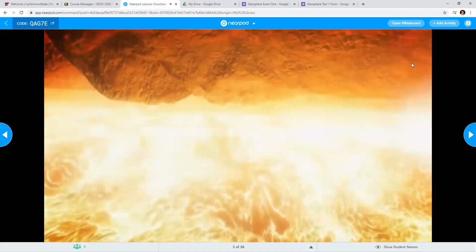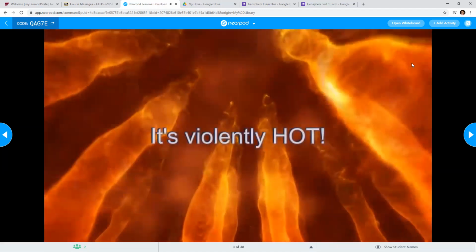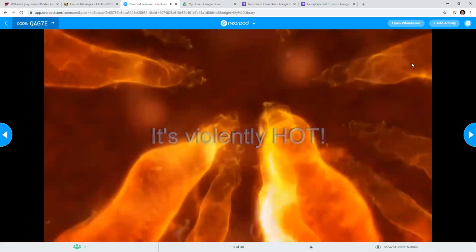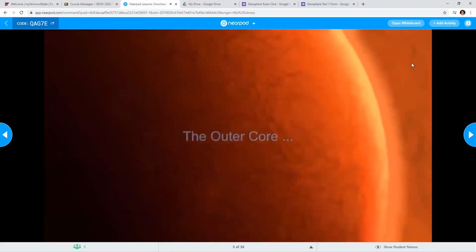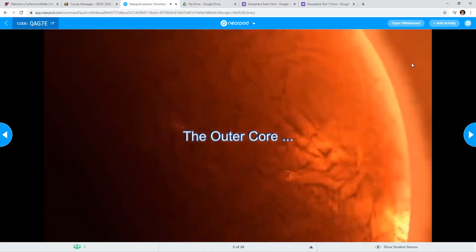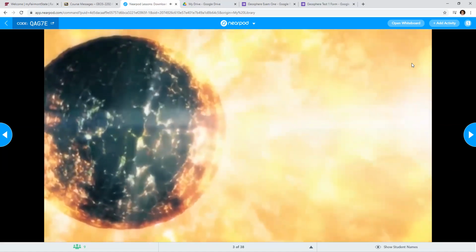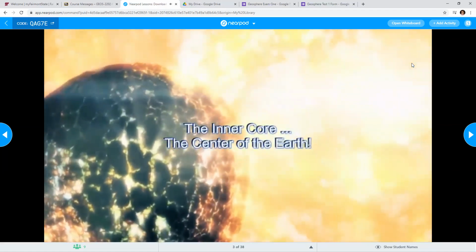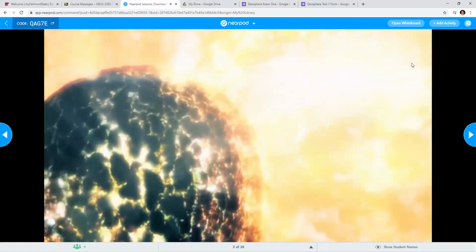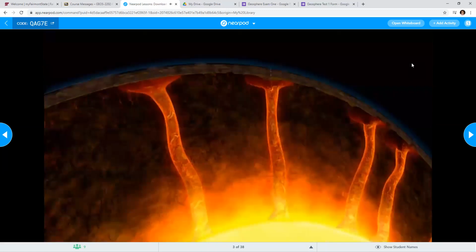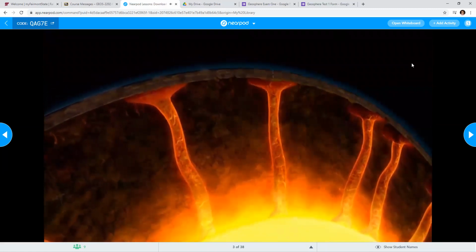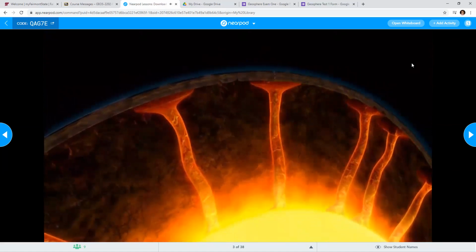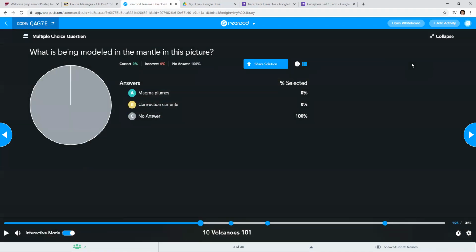So where does it look like we're up? Where are we heading down? All right, we're getting there. We're going through the mantle, and now we're at the outer core. Now we've got our solid inner core. Please know that nobody is actually seeing the inner core or the outer core. All right, but we're coming. What was that? What were those pictures? Do you want me to go back a little bit?